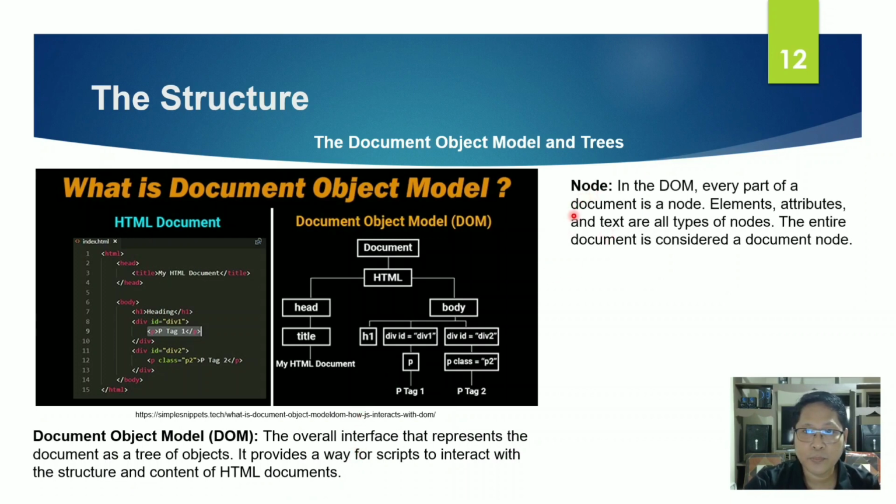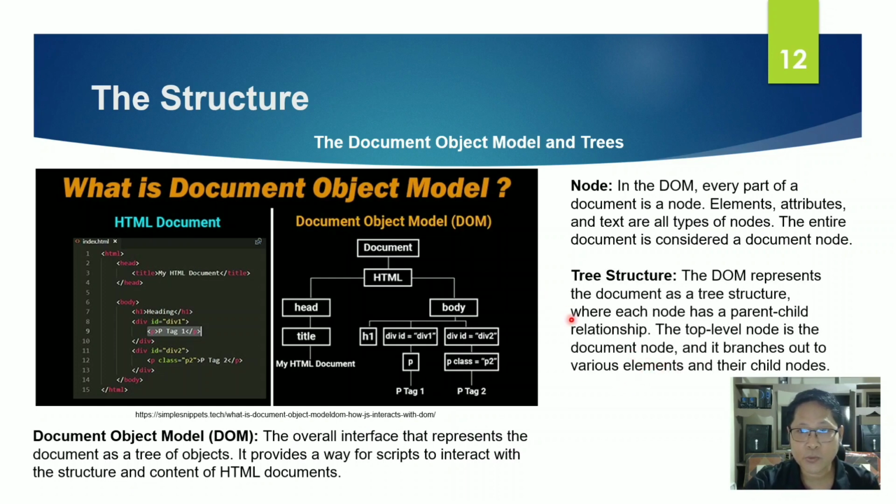So next we have the node. In DOM, every part of a document is a node. Just like this one, this is a document node, this is an HTML node, and this is the body node. So elements, attributes, and text are all types of nodes. The entire document is considered a document node. Next we have this tree structure. The DOM represents the document as a tree structure, where each node has a parent-child relationship. The top level node is the document node, this one, and it branches out into various elements under child nodes.